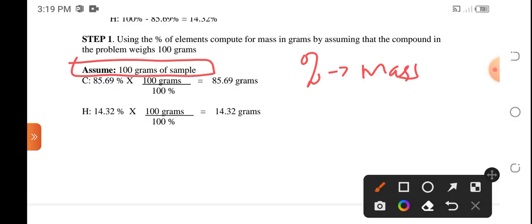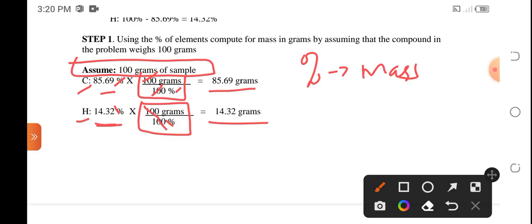And from there, carbon could be computed by having the percent 85.69% multiplied to 100 grams per 100%. So 100 will be cancelled kasi 1 lang yan. So percent will be cancelled, leaving us with 85.69 grams of carbon. For hydrogen, na-compute natin yung remaining to be 14.32% multiplied to 100 grams per 100%. The percent will be cancelled, hundreds will be cancelled, leaving us with numerically equal 14.32 grams of hydrogen.